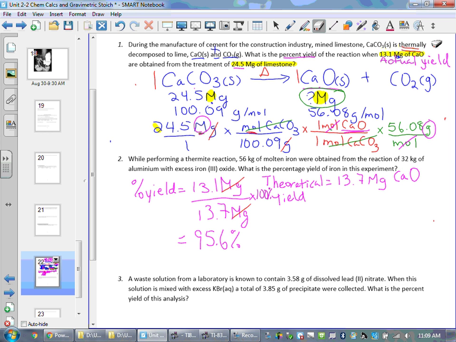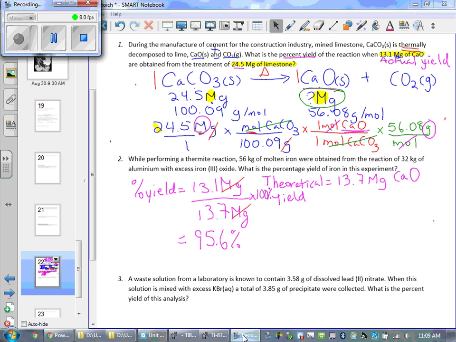Okay, so I think that's all we got. Let me see the percent error. Did it ask for percent error? Well, no, it said percent yield. It didn't ask for percent error, but that's a good point. What would our percent error be? Wouldn't it be 95.6% divided by...? I don't know what to mean.